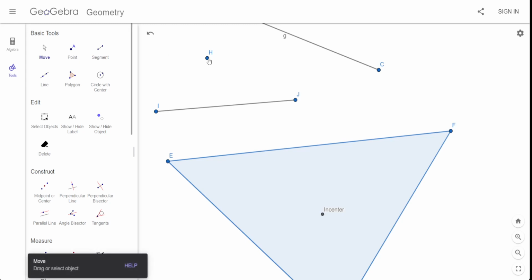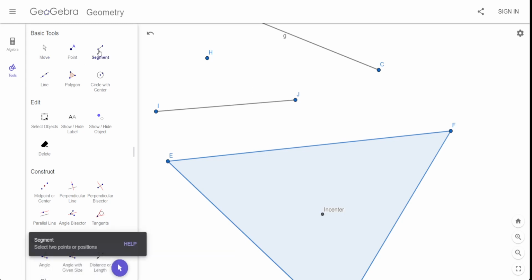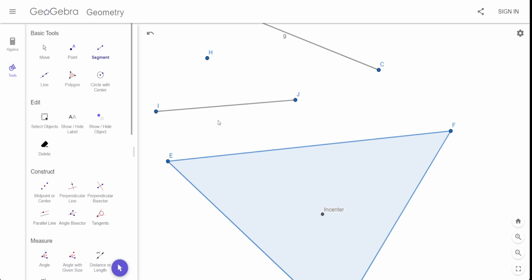So if I ask you to measure the distance from point H to line segment IJ, how would you measure it? That's right. You would measure it perpendicular to this line segment. Everybody hear me? That's the same thing as altitude, isn't it? Okay, but that's the distance.